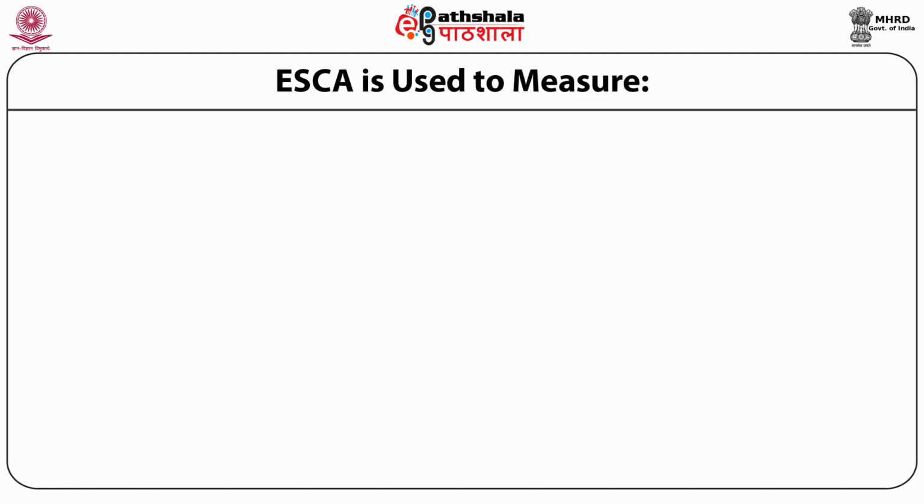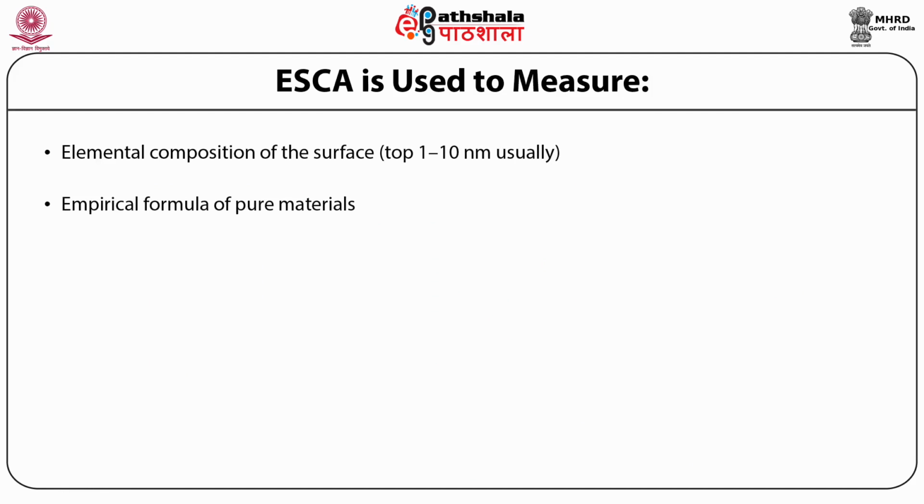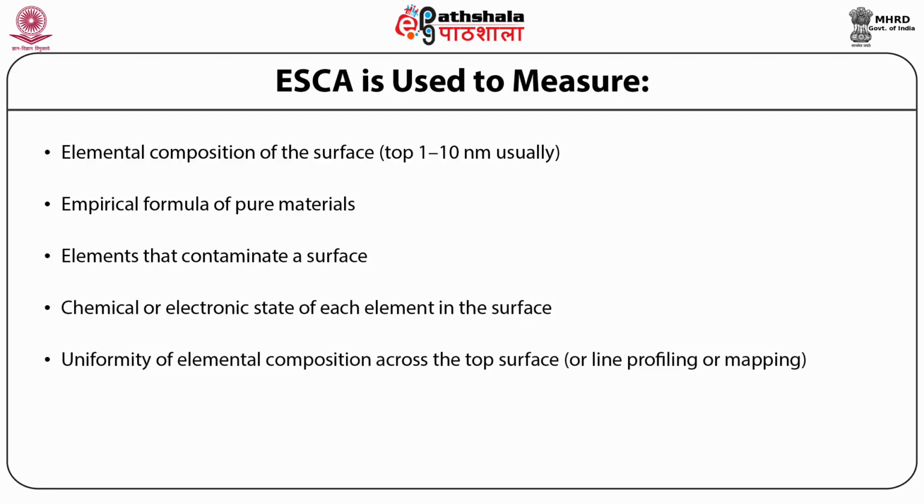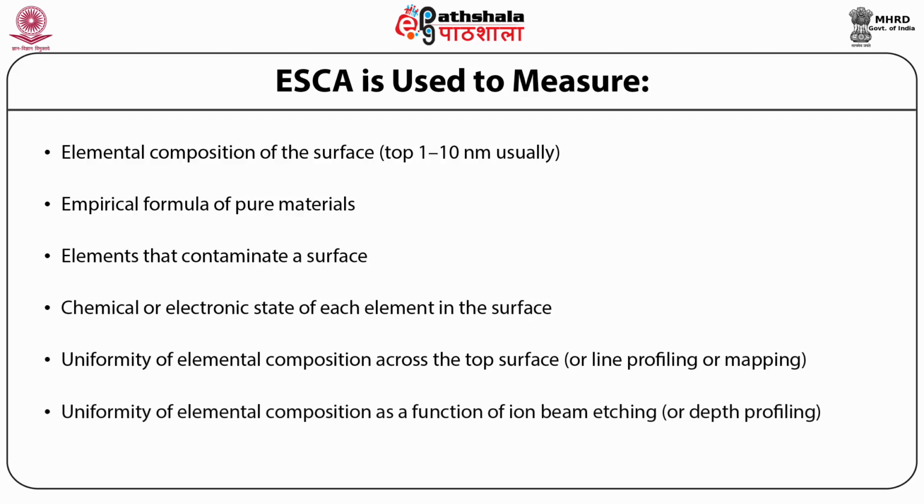ESCA is used to measure the elemental composition of the surface, the top 1 to 10 nanometer, usually the empirical formula of pure material. Elements that contaminate a surface. Chemical or electronic state of each element in the surface. Uniformity of elemental composition across the top surface, or line profiling or mapping. Uniformity of elemental composition as a function of ion beam etching or depth profiling.